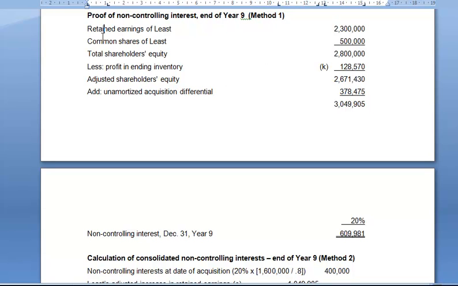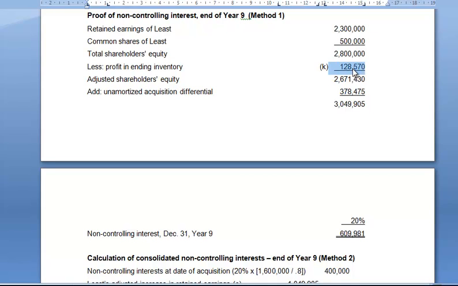Look at the retained earnings and the common shares of Leased at the end of the year. That's the end of year 9, which is 2.8 million. And we know that in this retained earnings, now we want to go back to that intercompany profit analysis and deduct from this whatever's in this retained earnings of the sub that shouldn't be there for consolidation purposes. Separate entity, everybody's fine, but consolidated wise, they may not be. And that's the profit that's in the ending inventory.